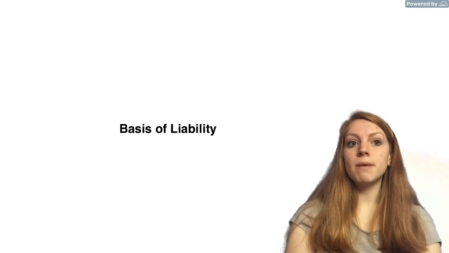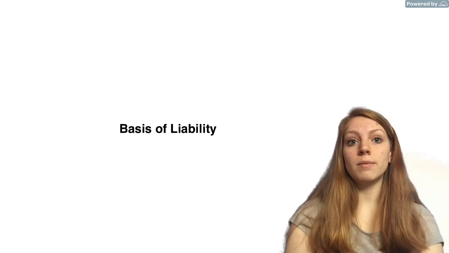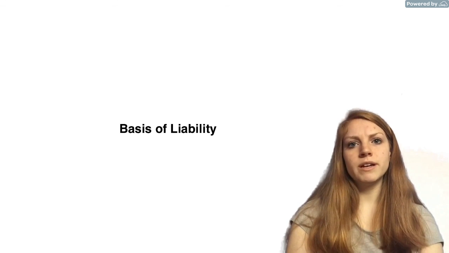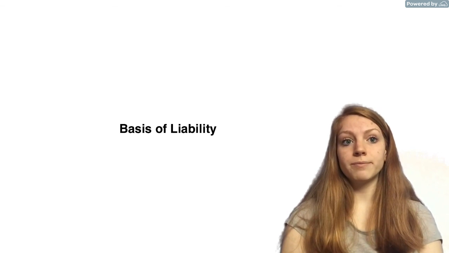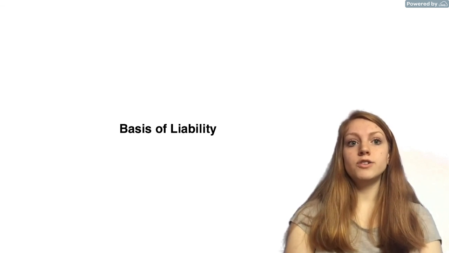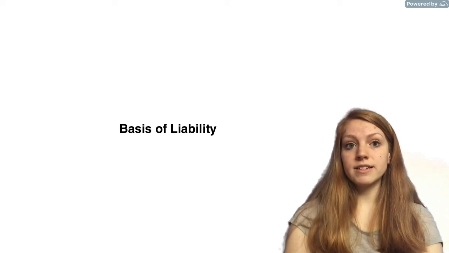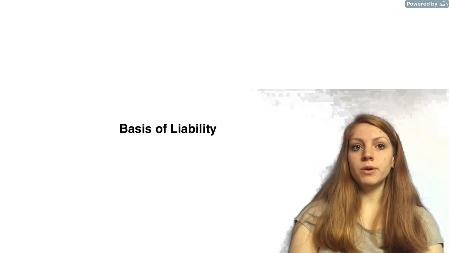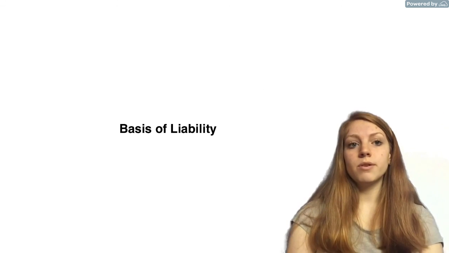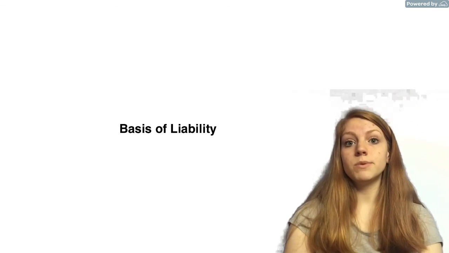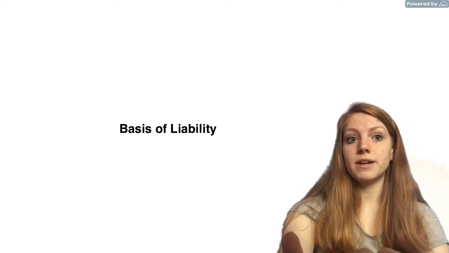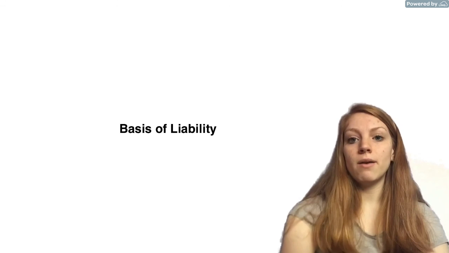It is determined by proving the existence of 4 elements. Sometimes people use 3, combining the last 2 into 1. These 4 elements are the following. Number 1, a duty to act or not to act in some way. Number 2, breach of that duty. Number 3, damage or injury to the one owed the duty. And number 4, a causal connection called the proximate cause between the breach of a duty and the injury.